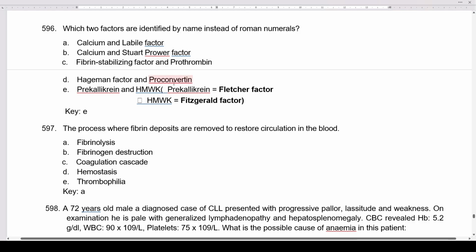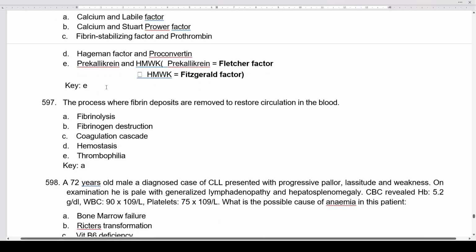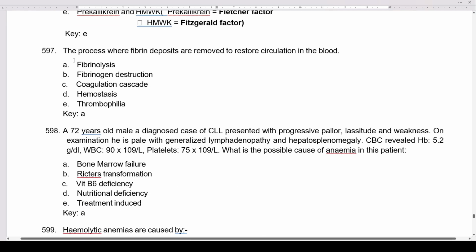pro-convertin. So I didn't hear about this. Then it is pre-kallikrein and high molecular weight kininogen. So no Roman numerals are assigned to them. So they have some other difficult names. Pre-kallikrein is also called Fletcher factor, and high molecular weight kininogen is also called Fitzgerald factor. Okay, so I don't think it will come in the exam.